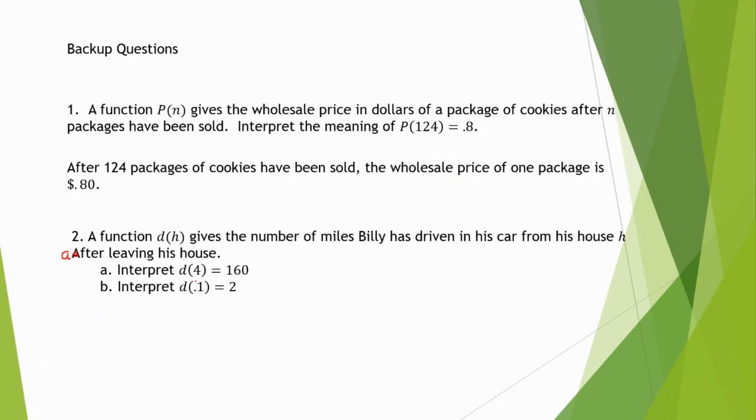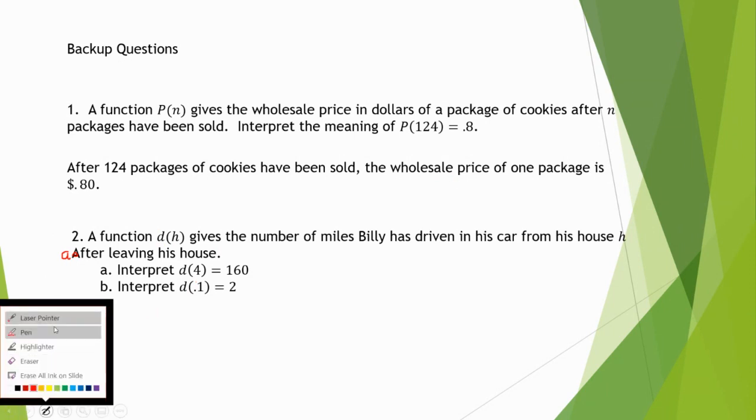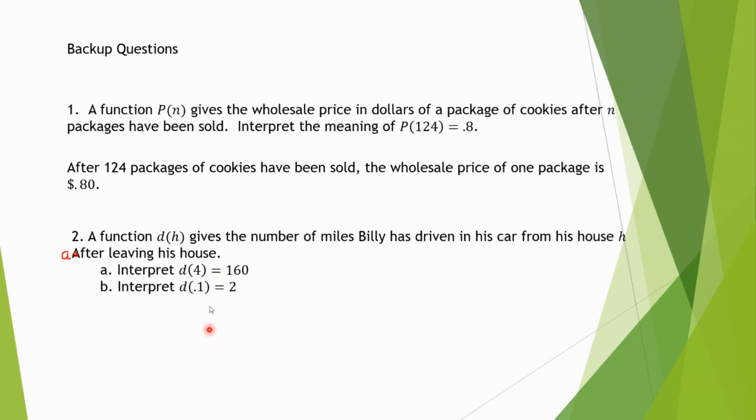They're telling us d of 4 turns out to be 160. Well, in the context of the problem, what does that mean? Four hours after leaving his house, he has driven 160 miles. Billy has driven 160 miles. Okay, that's cool. For this one, what about this? This is saying 0.1 hours after he left his house, he has driven 2 miles.